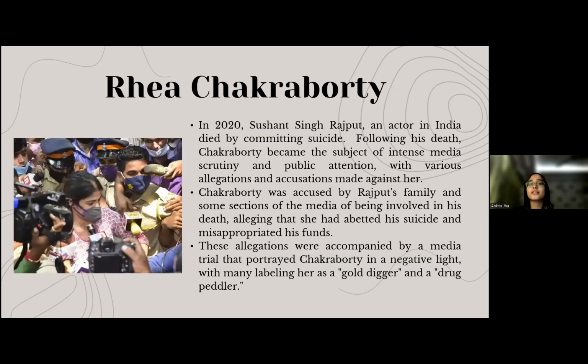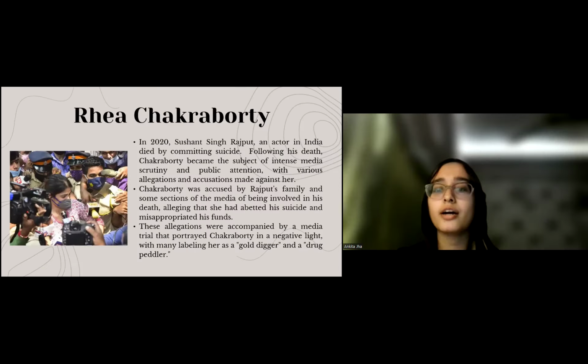We come down to a case on the other side of the globe, but something close to us in 2020. A young actor from Bollywood, Sushant Singh Rajput, died by suicide. What should have sparked conversations about mental health and prevention of suicide instead became a witch trial about his former partner, Riya Chakraborty. Following his death, she became the subject of intense media scrutiny and public attention, with various allegations and accusations made against her, which went as far as Rajput's family claiming that she performed black magic on him.